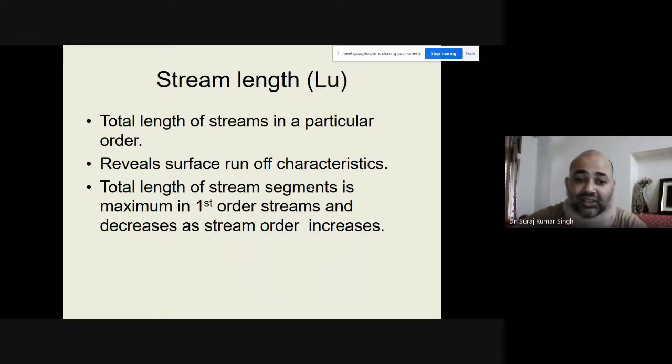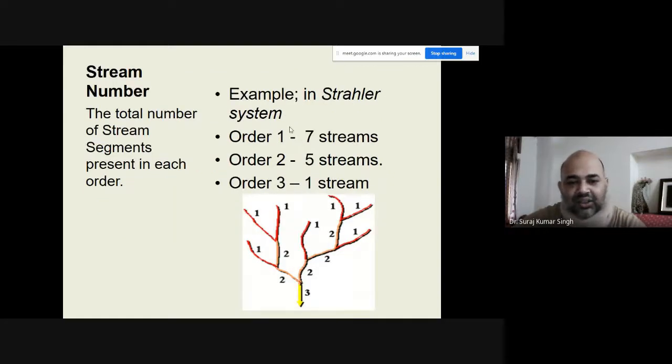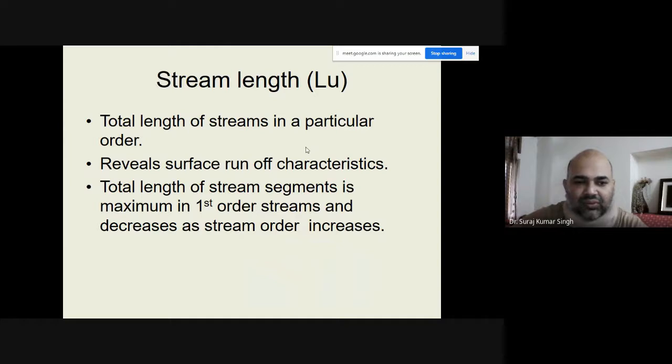Now comes stream length. Using remote sensing and GIS, we can calculate this length. Whenever you are tracing it, mapping it, digitizing it, as you have provided the projection system and the measuring unit, whether you want meters or kilometers, each and every length of each and every order is directly calculated using GIS software. So using GIS software, you can easily calculate the total length of stream in a particular order.